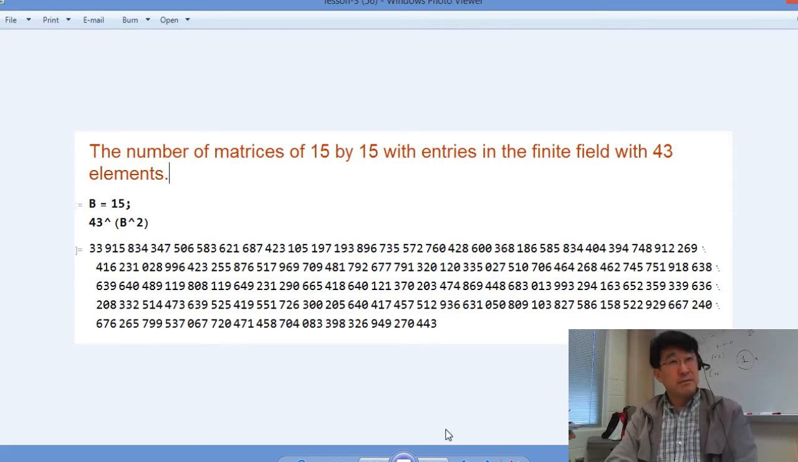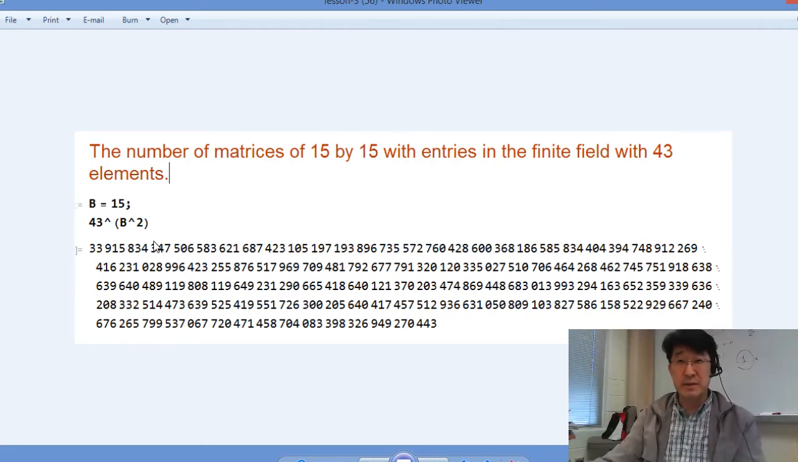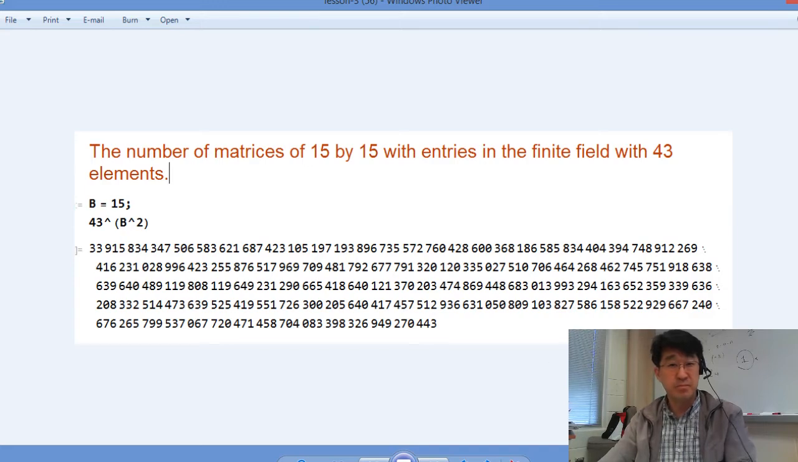So I counted it. 15 by 15. There are 15 times 15 slots in that 15 by 15 matrix, right? And you throw in 43 choices in there. This is the number of matrices out there: 15 by 15 with 43 numbers in it. Some of them are singular, so you have to remove those, but the magnitude is still there.